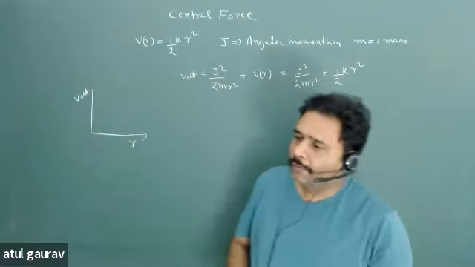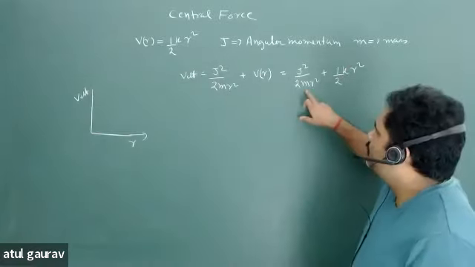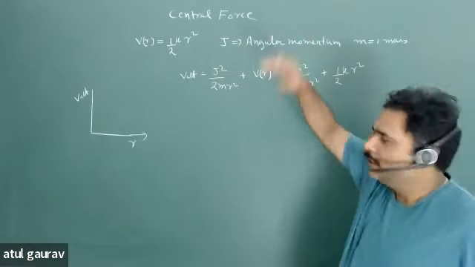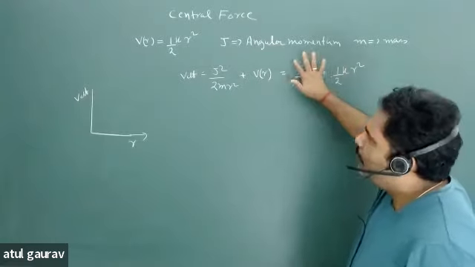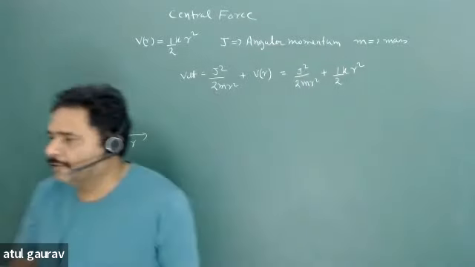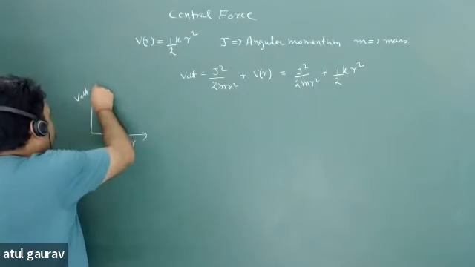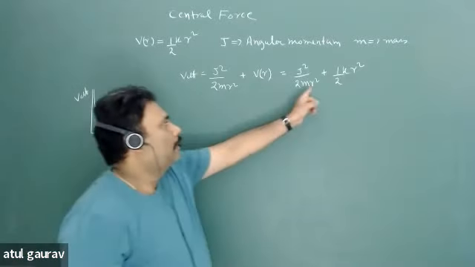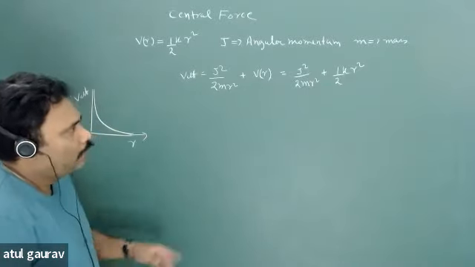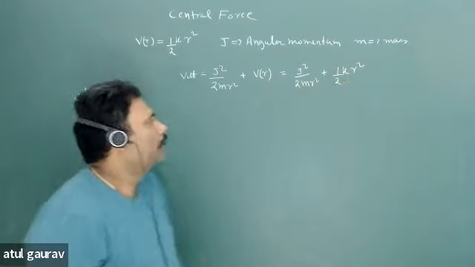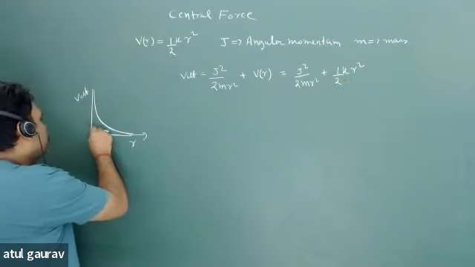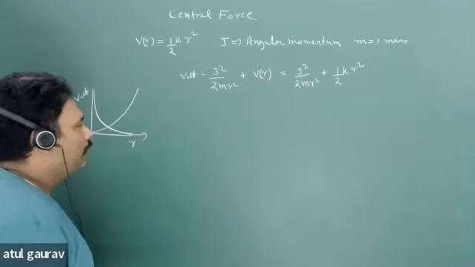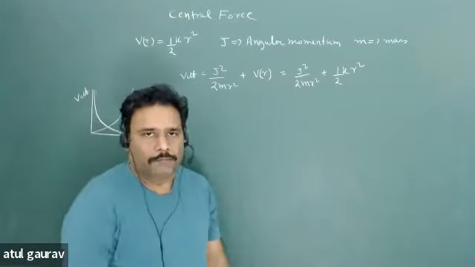Which one is going to dominate for the smaller value of r? Obviously, this term is going to dominate, because as r tends to 0 this will be infinite, and the other is very small. So the dominant part for the smaller value of r is basically J square upon 2mr square. Now if I plot this, the plot is something like this. This is parabolic in nature, and we are talking about only one coordinate because r is always positive.